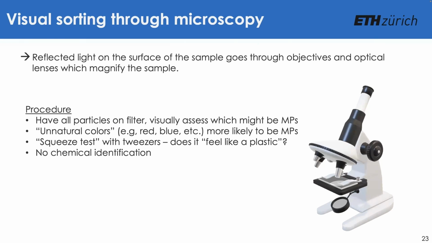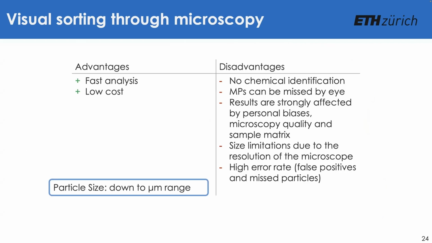Now, I think it's a little bit less used in the field today, but when microplastics research started a decade ago, this might have been more common, especially because it's fast and it has a really low cost. But there are many disadvantages which are very clear, especially that it doesn't have any chemical identification and that it can be really subjective and misleading with what different researchers are considering to be a microplastic or not.